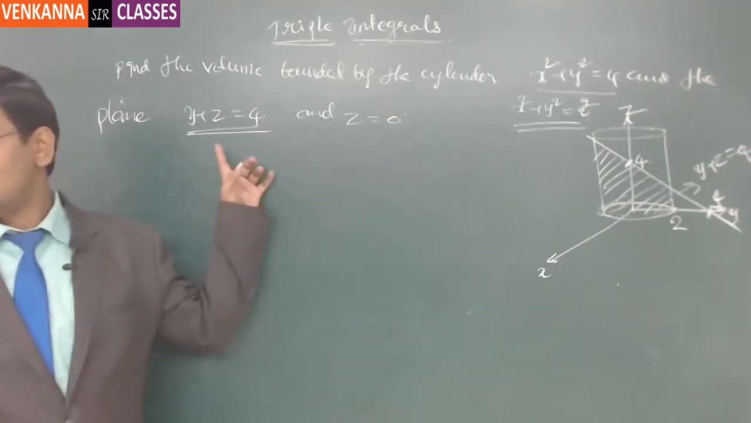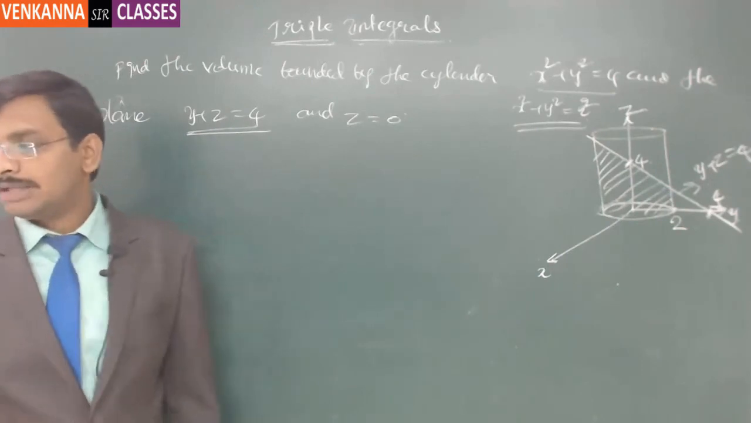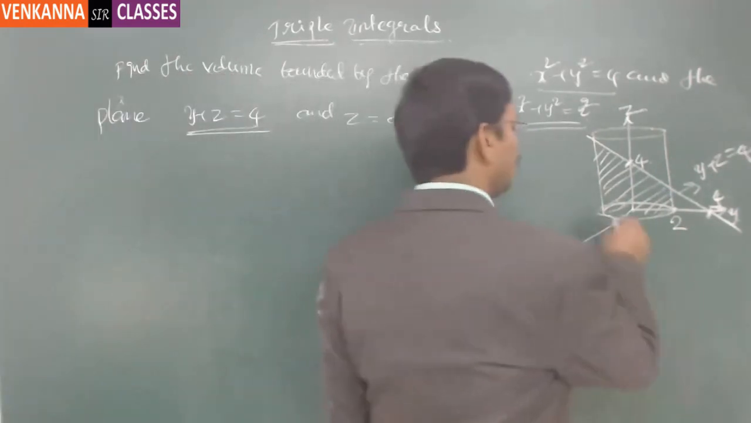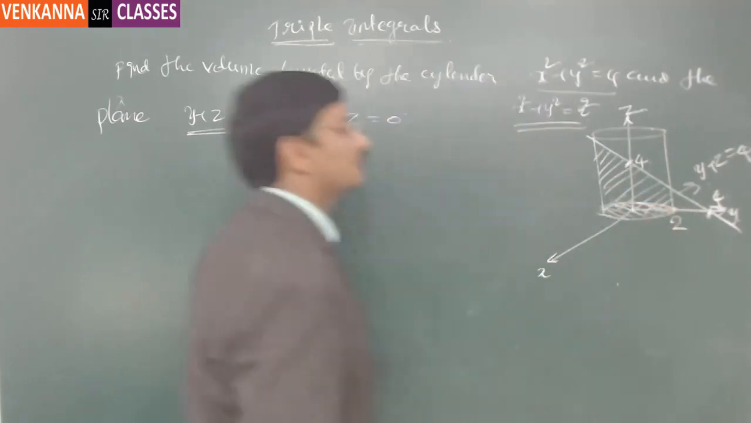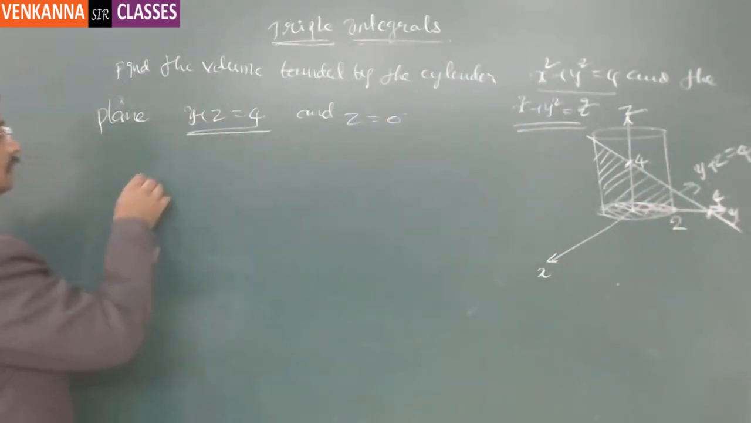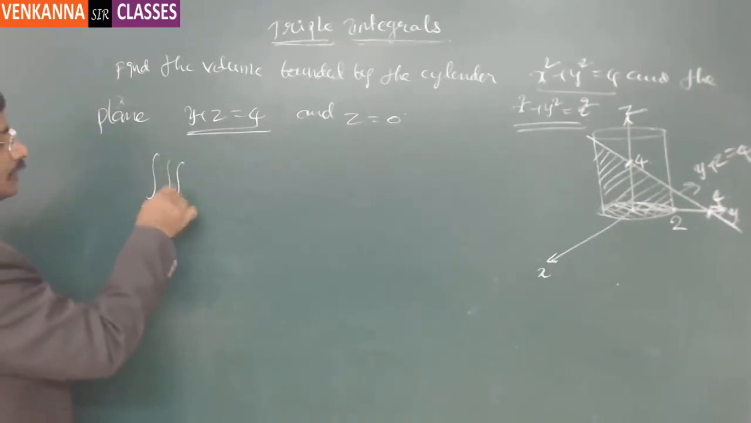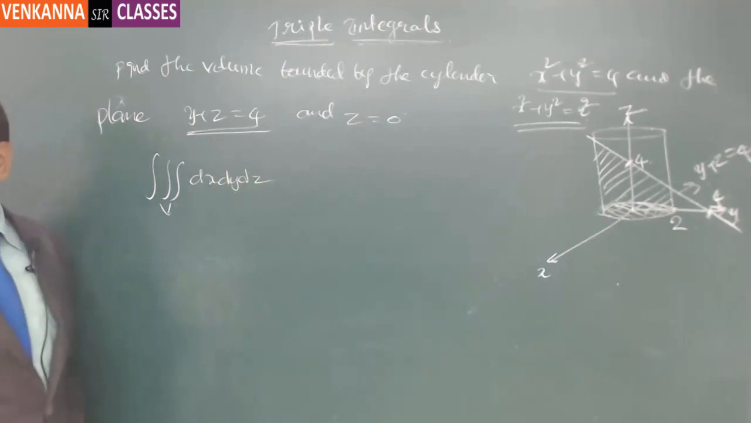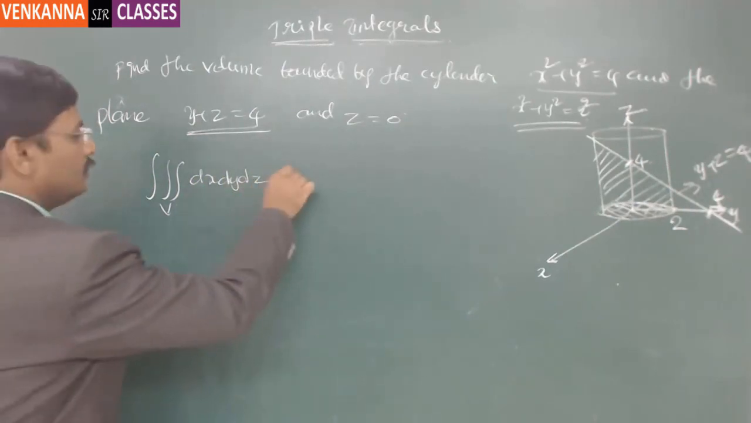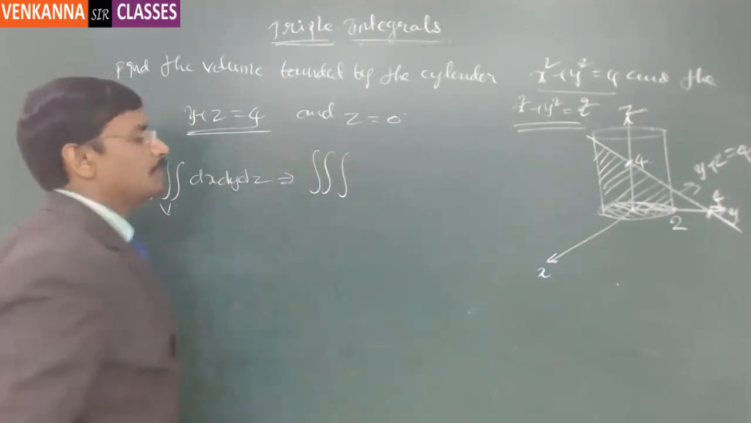Correspondingly, based on the y plus z is equal to 4 plane, the area which you need to integrate is this circular area. So I will write the limits for this circular area. If you want to find the volume, it is the integral dx dy dz over the volume G, and this will be a triple integral.